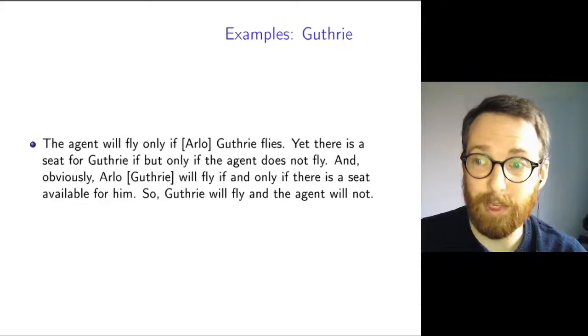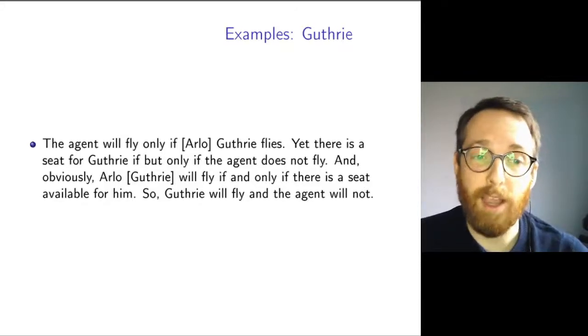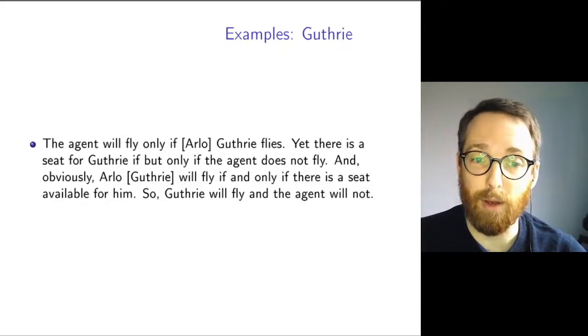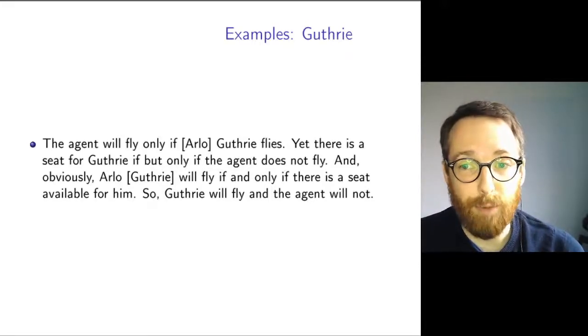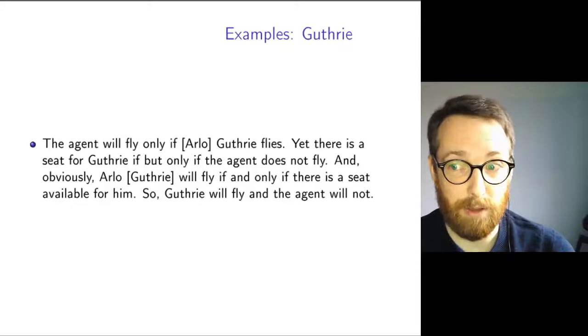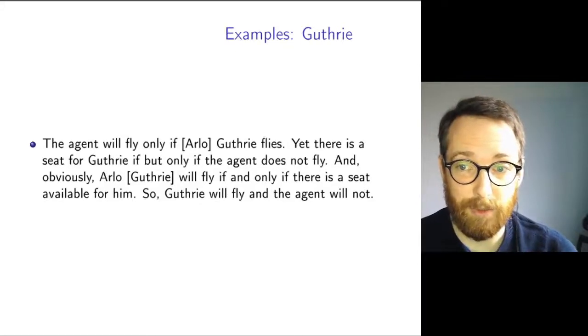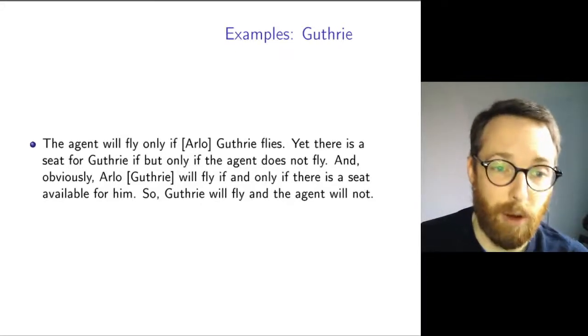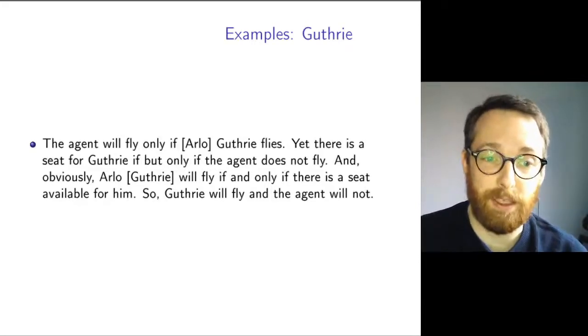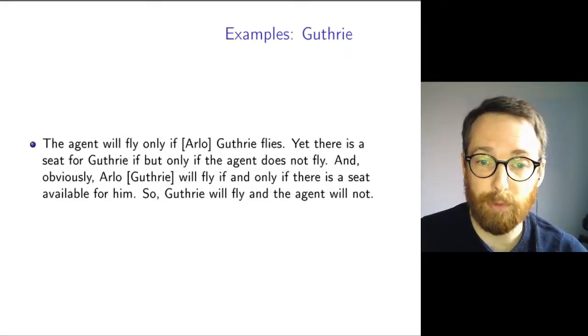Okay, so here's the text. The agent will fly only if Guthrie flies, Arlo Guthrie. Yet there is a seat for Guthrie if, but only if, the agent does not fly. And obviously Arlo, that is Guthrie, Arlo will fly if and only if there's a seat available for him. So Guthrie will fly and the agent will not.